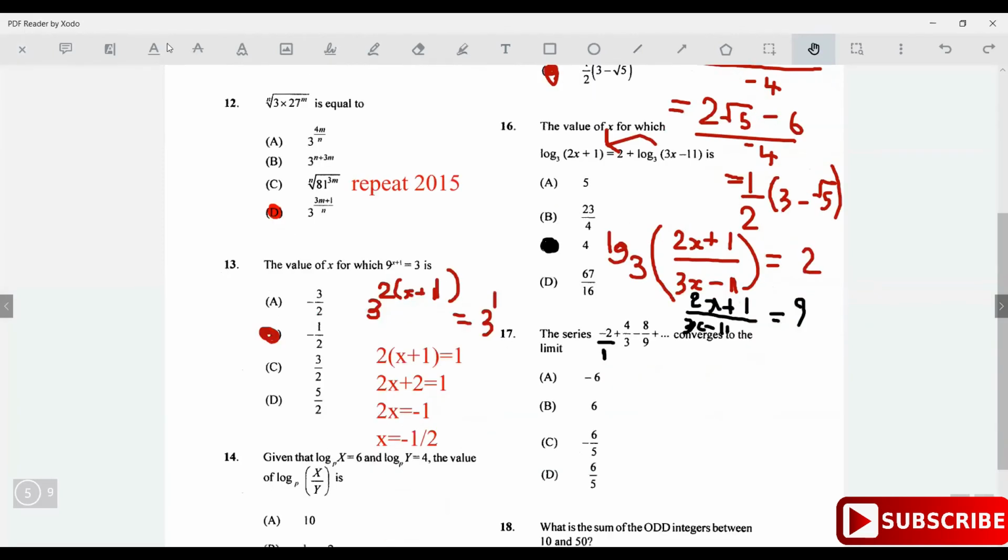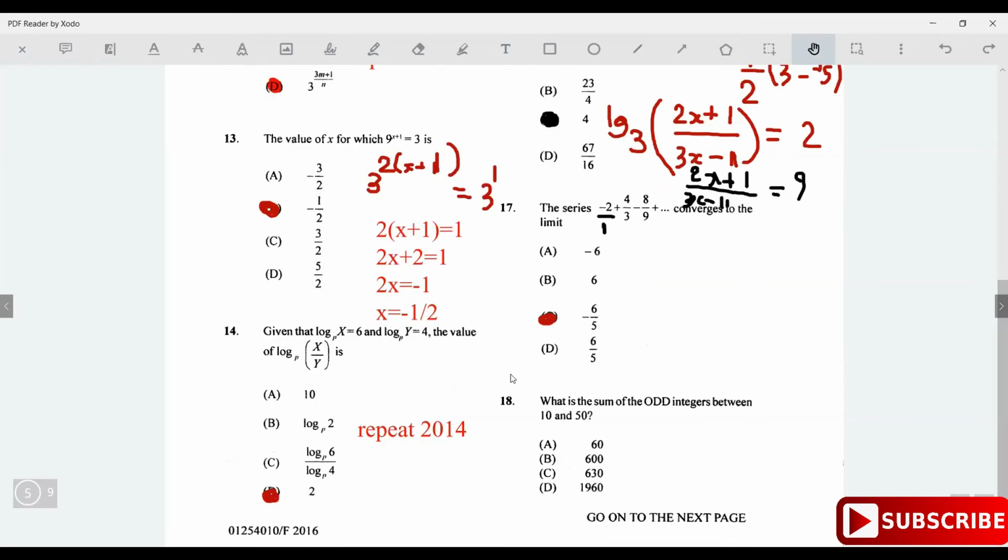-6/5, and that is right here, option C. Easy, soft. Question 18, that's a repeat. This is 600. This comes every year. All right. This is a repeat from all papers. Repeat from 2013.